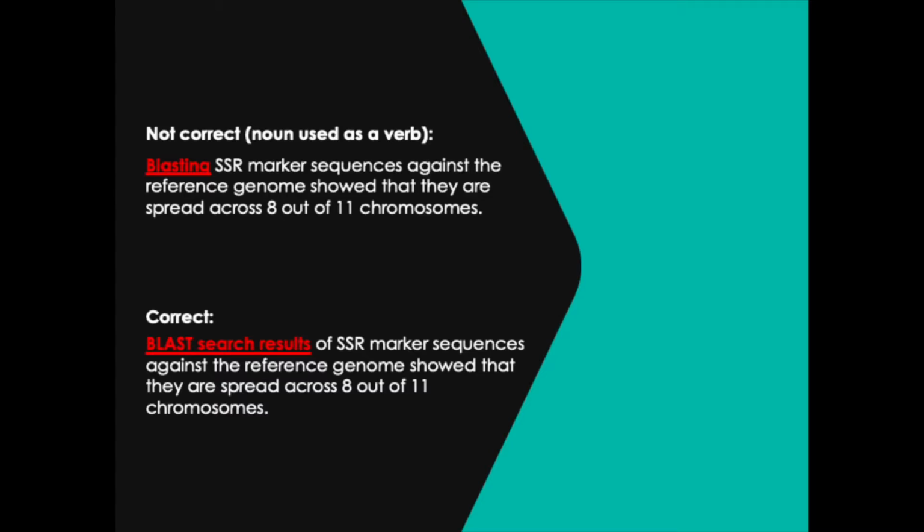Here's another example where the authors are using a noun as a verb. The sentence says, "blasting SSR marker sequences against the reference genome showed that they are spread across 8 of 11 chromosomes." So for any of you that have done any work in molecular biology, you know that a blast search is a common step in a procedure of trying to find out more information about a DNA or an RNA sequence. But BLAST is an acronym, Basic Local Alignment Search Tool.